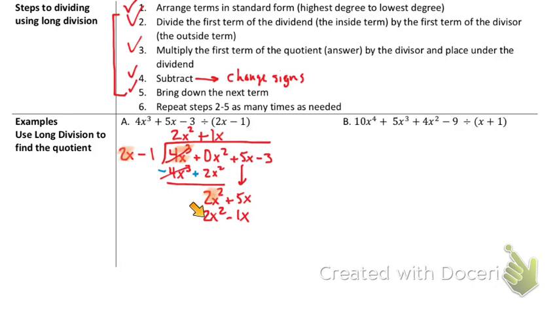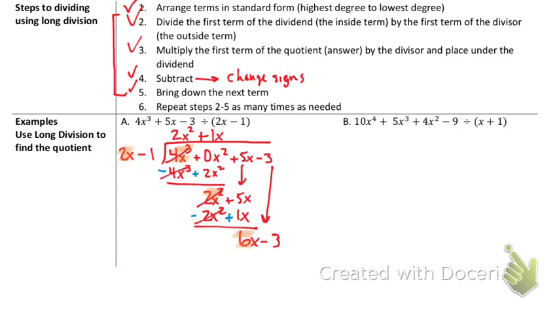Now we're going to switch signs. So we subtract here. This is now going to turn to negative 2x squared. This will turn into positive 1x. So when we switch, it's negative, and this turns into positive. And we do the math, and we end up with this guy canceling out, which it should. 5x plus 1x is 6x. And we bring the next guy down, and we repeat the same process.